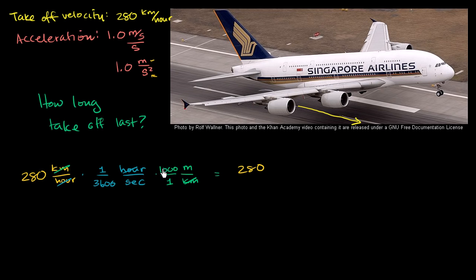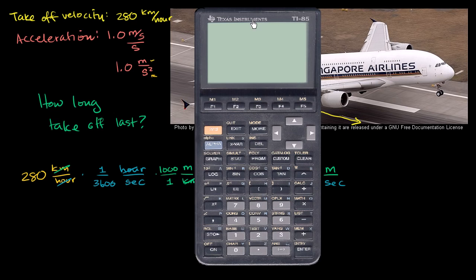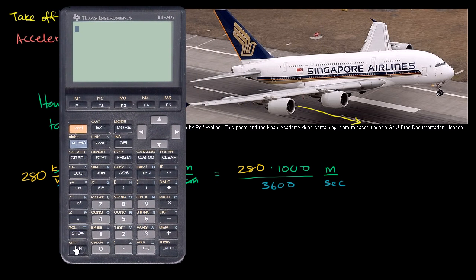And you're going to be left with 280 times 1,000, all of that over 3,600. And the units we have left are meters per second. So let's get my trusty TI-85 out and actually calculate this. So we have 280 times 1,000, which is obviously 280,000. But let me just divide that by 3,600.